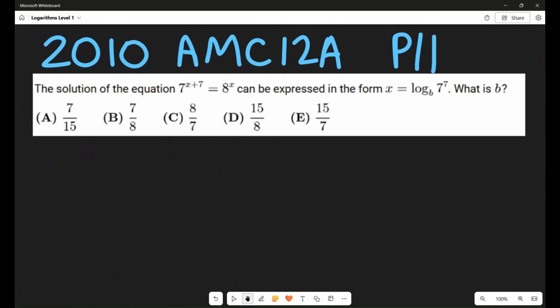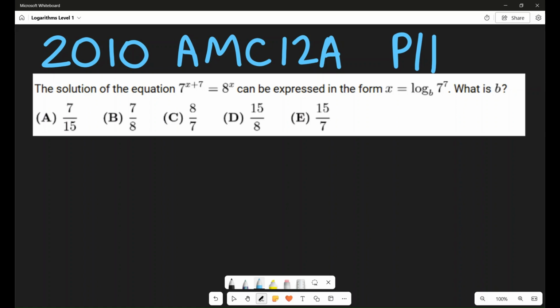So here we have our first problem. It's the 2010 AMC 12A problem 11, right? So it says the solution of the equation 7 to the power of x plus 7 is equal to 8 to the power of x can be expressed in the form x is equal to log base b of 7 to the power of 7. And we want to find the value of b, right?